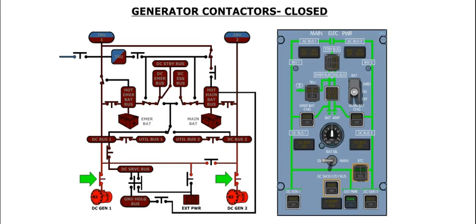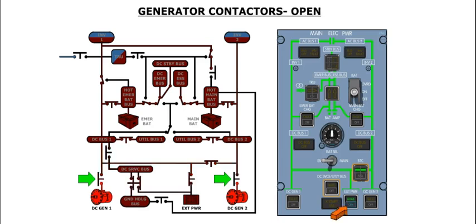When a generator is operating, the associated DC bus will be powered through the associated generator contactor, provided the associated DC generator push button is selected in, and external power is not being used. External power has priority over the engine generators. Therefore, in order to get the engine generators to power the DC buses, the external power push button has to be selected off. This will open the external power contactor and close both generator contactors.